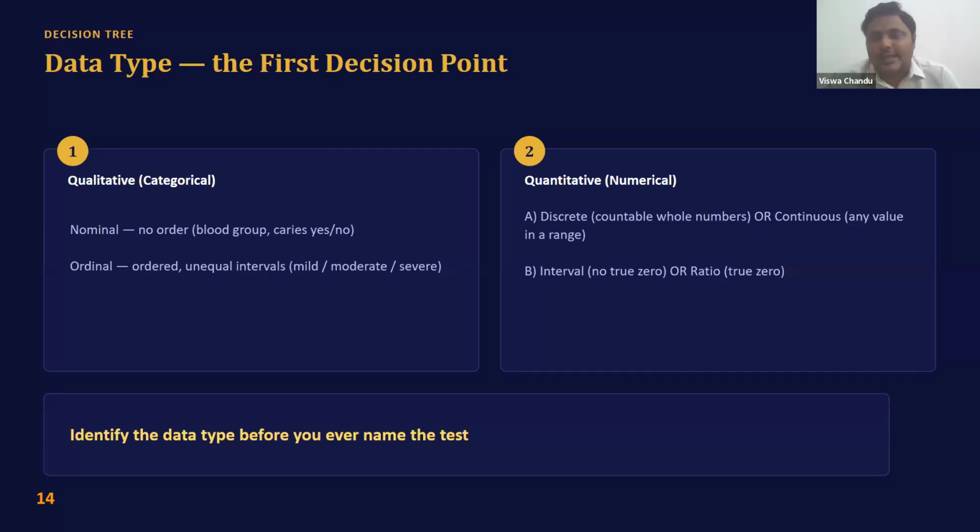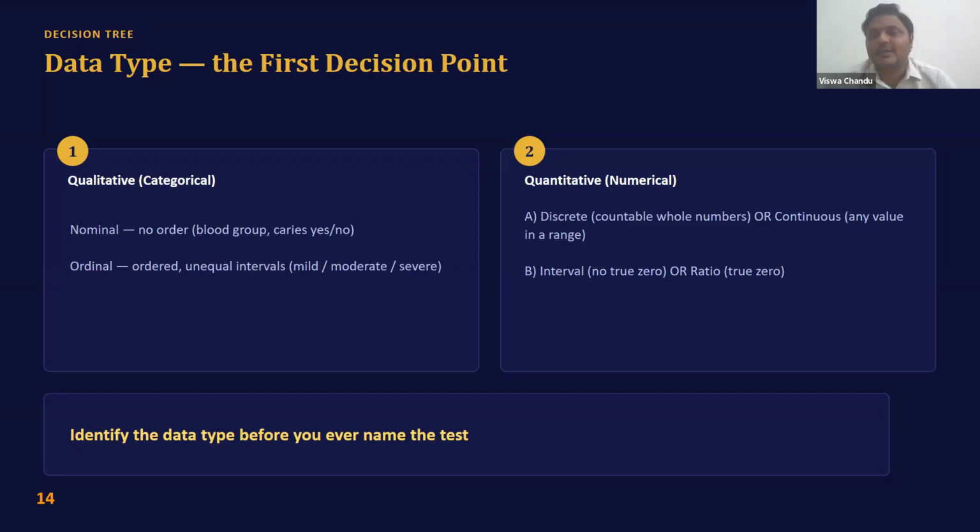which is ordered or ranked. So the classic example can be your socioeconomic status: lower, middle, upper. And then you have the quantitative data: discrete, countable whole numbers, and continuous, any value in that range. And this is another classification. Interval and ratio come from a different classification compared to the classification basis for discrete and continuous. When you are classifying your data as discrete and continuous, your emphasis is on whether it is a whole number or it can be any value in a range.